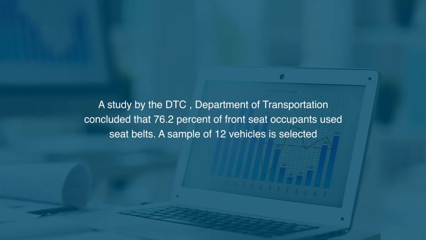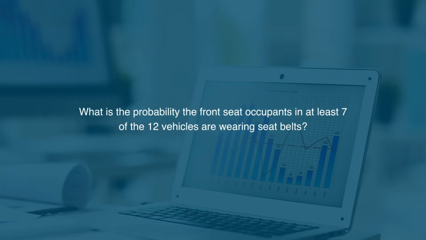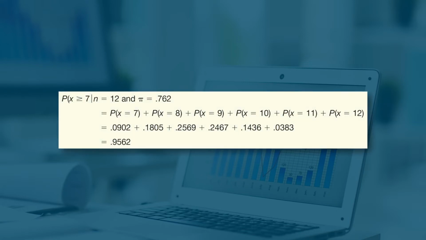A study by the Department of Transportation concluded that 76.2% of front seat occupants used seat belts. A sample of 12 vehicles is selected. What is the probability that the front seat occupants in at least 7 of the 12 vehicles are wearing seat belts? So this is the formula by which we are going to do that.